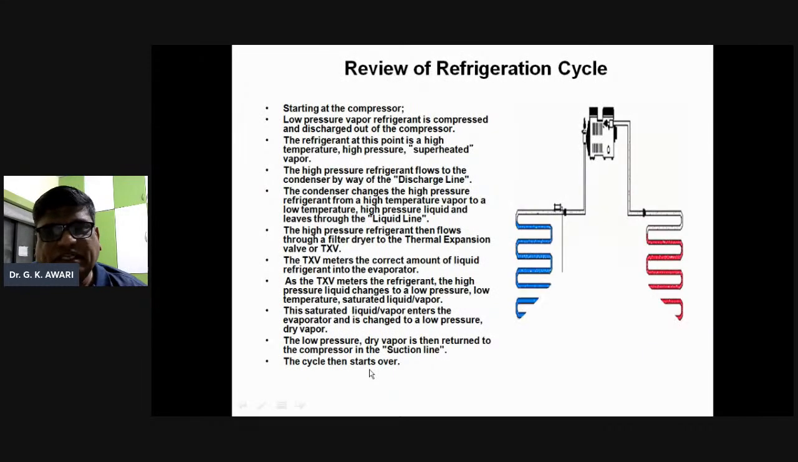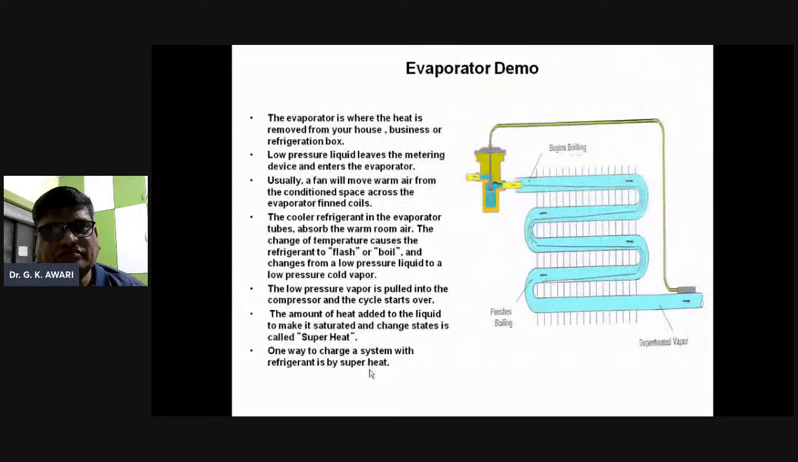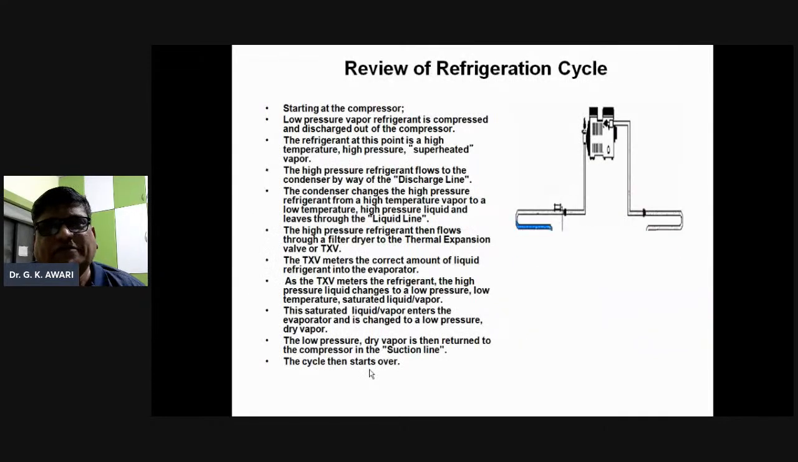The amount of heat added to the liquid to make it saturated and change state is called the superheat. So one way to charge a system with refrigerant is by the superheat.